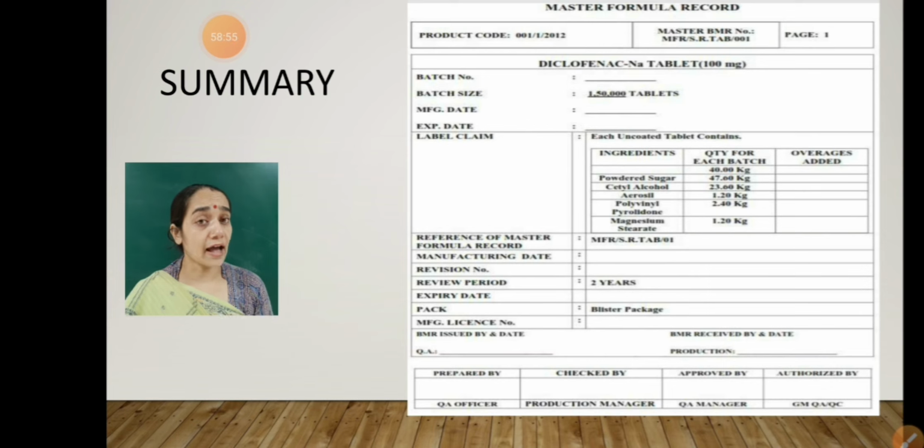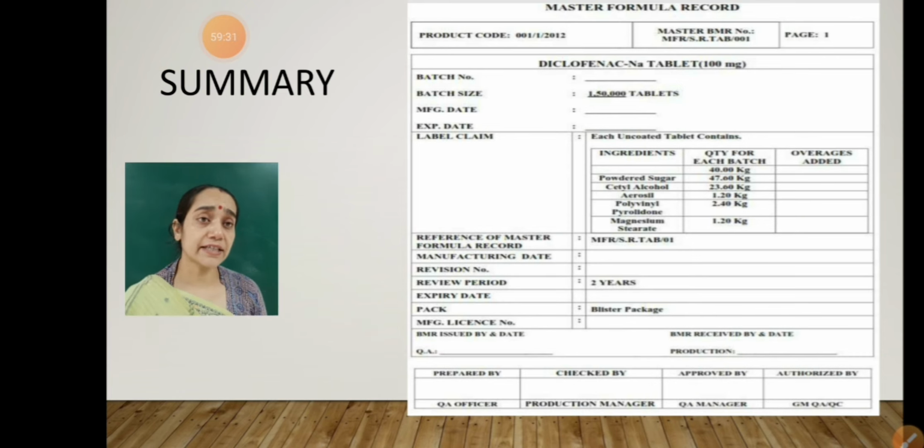Then if I discuss the summary of the master formula record, it will look like this. First of all, at the top it will be written master formula record, then there will be a production code, then master batch manufacturing record, BMR is batch manufacturing record, and the master formula record number, whatever number has been given, will be written over here. Then the page number: page 1, 2, 3, 4, and this is the description of page 1.